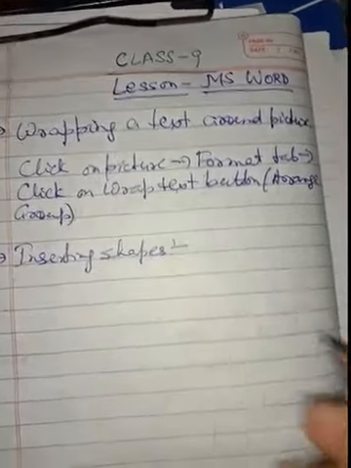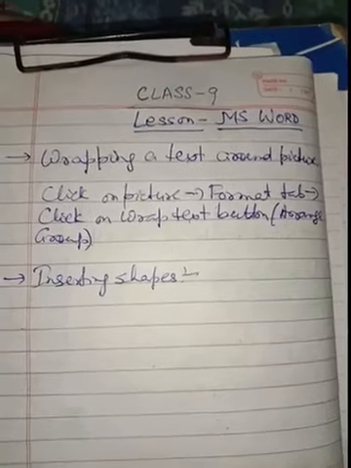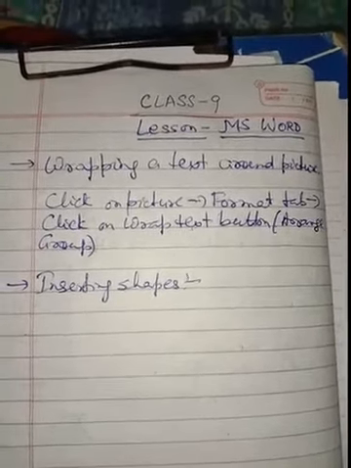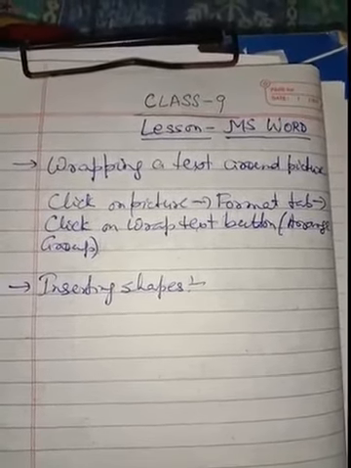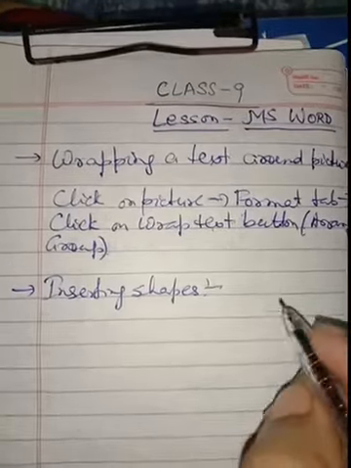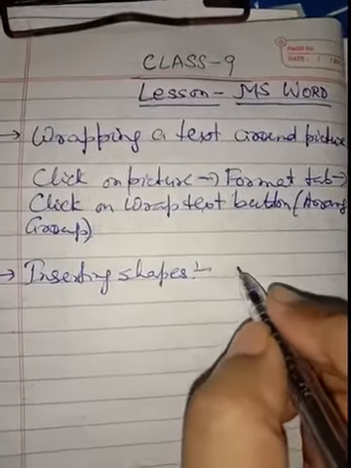So what is shape? We can say it is a collection of ready-made shapes such as circle, square and arrow. They are called auto shapes.